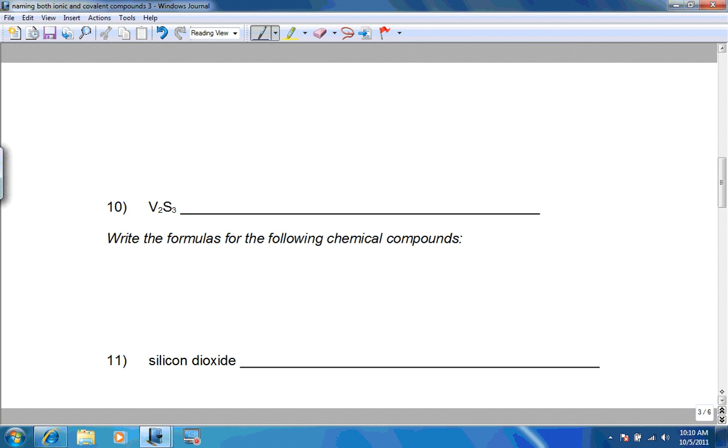And the last one we're going to do for this video is V2S3. V is vanadium, and it's right here, and sulfur is right here. Notice that there are 2 different sides of the periodic table. One's a metal, one's a nonmetal. That means it's going to be an ionic compound. Therefore, we need to write the cation, which is vanadium, and the anion, which is sulfur, which becomes sulfide.